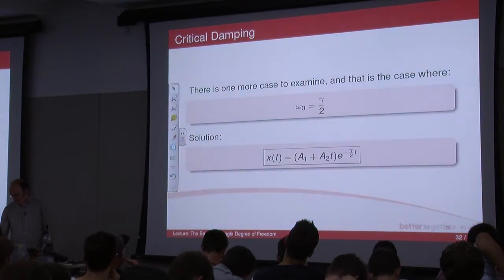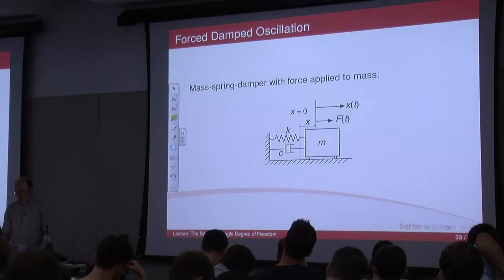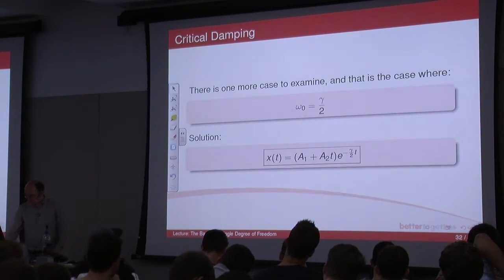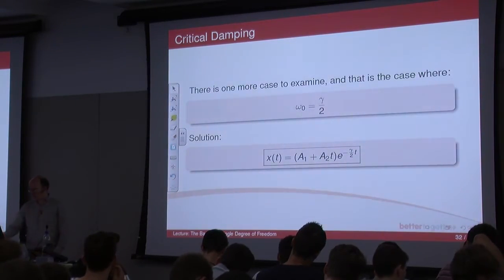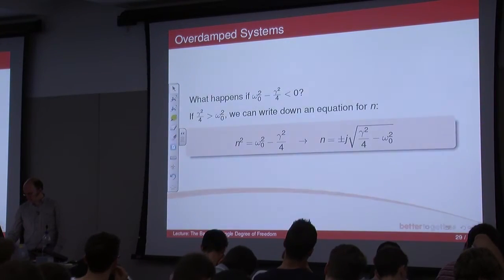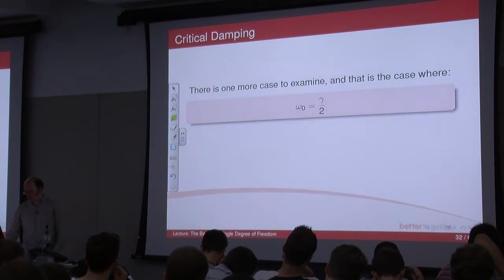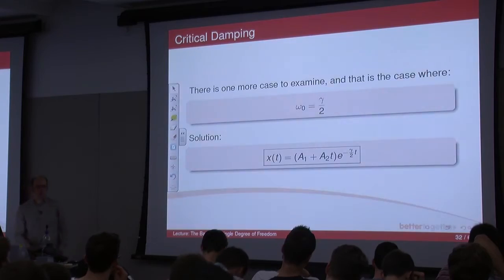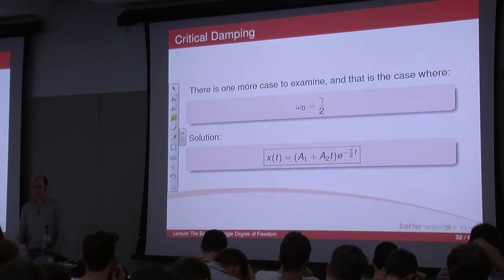I haven't got a picture of what it looks like. And then, obviously, the other case, which we looked at already, is where omega is greater than gamma upon 2. And you get an underdamped system. And that, like I said, is where you get the cosine term coming in.